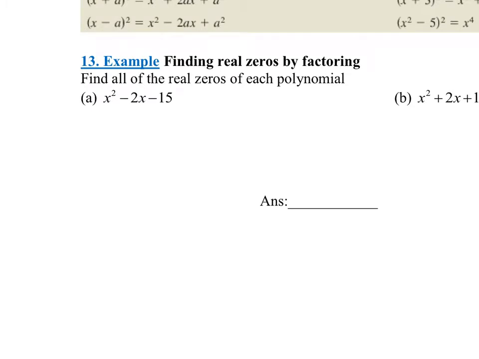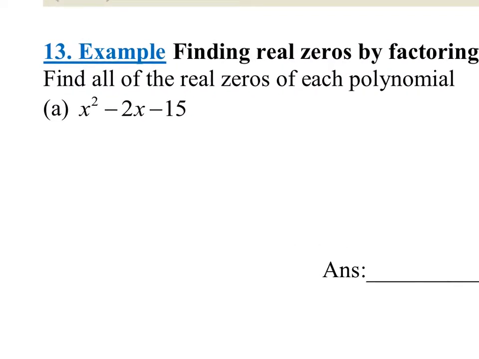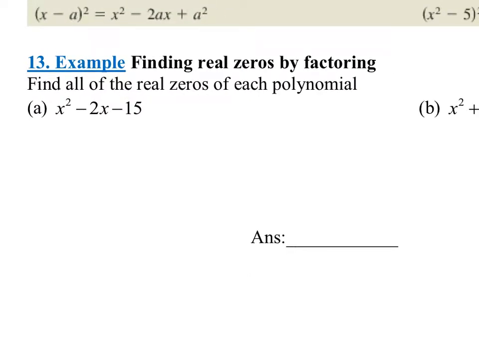So you do have to remember how to factor. We're going to be factoring numerous times this semester, so please make sure you can do that. It says find all real zeros of each polynomial. So what's a real zero? A real zero means literally just set it equal to 0. Find the values of x that you plug in and you get 0.